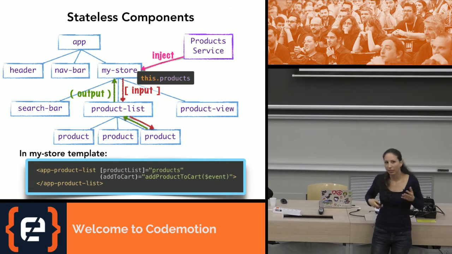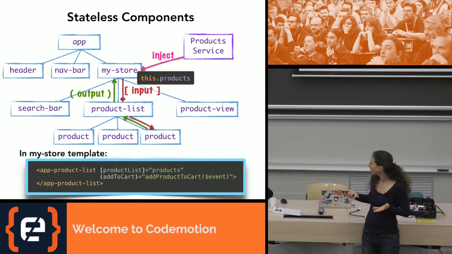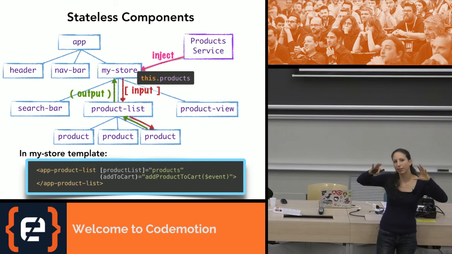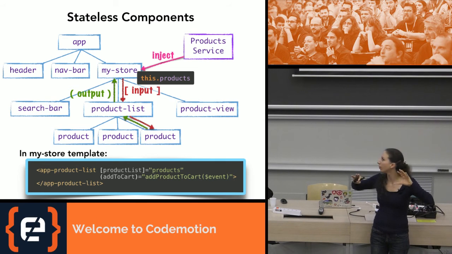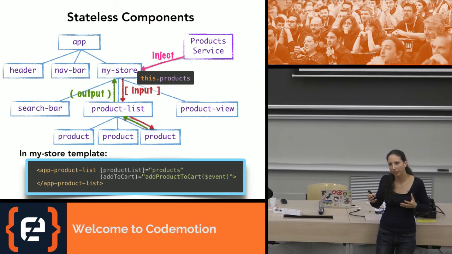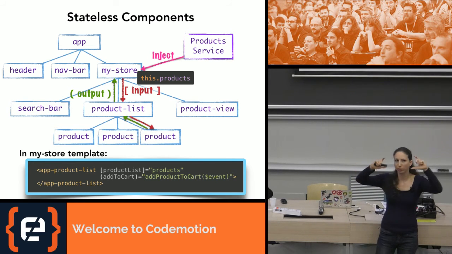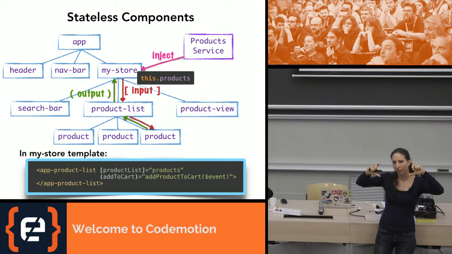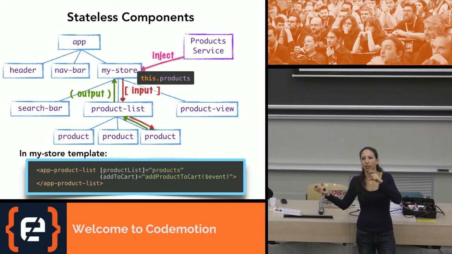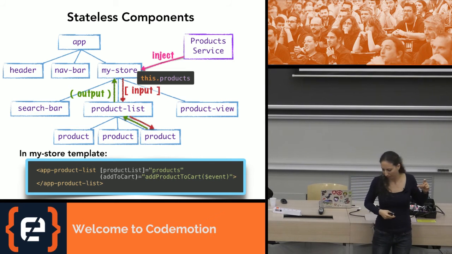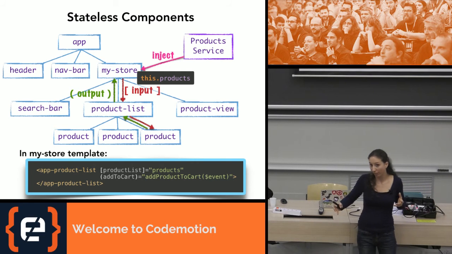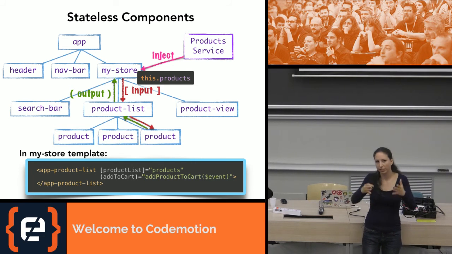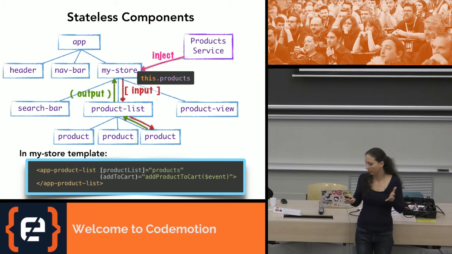So let's see how it's like in the template. In my store template, my store, again, it's the stateful component. It calls the product list component and passes by input, which is with the square brackets, the product list. The product list is a property in the product list component, and it passes the products, which is the product list.